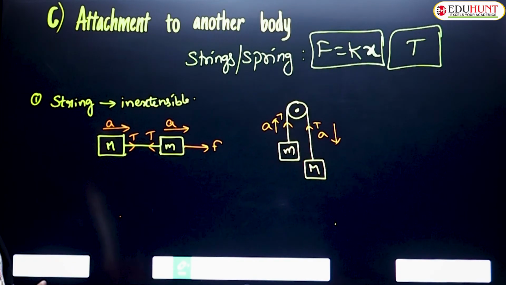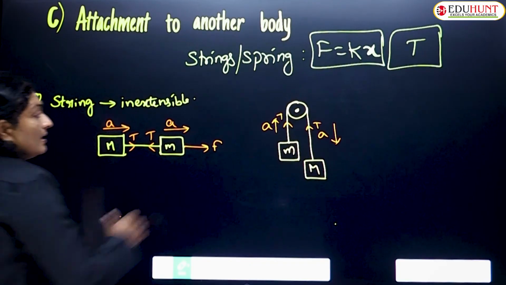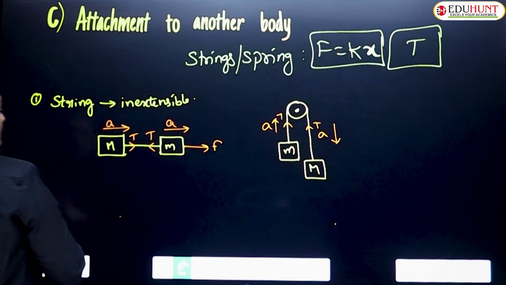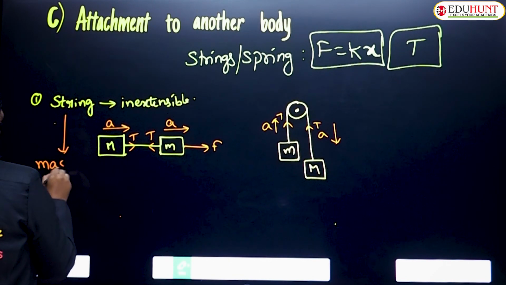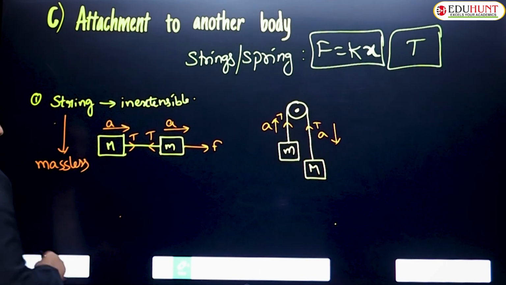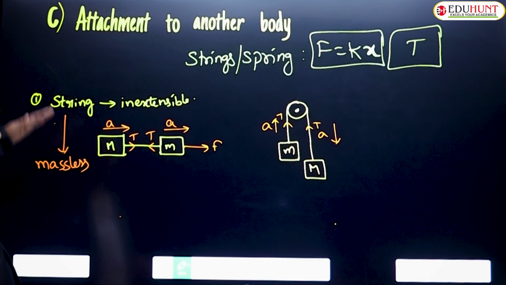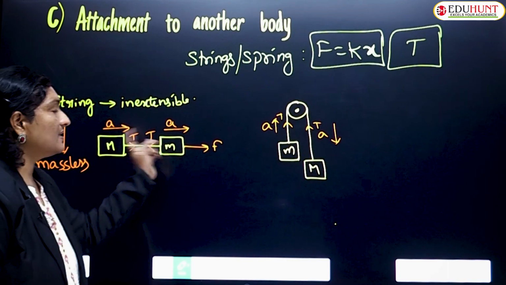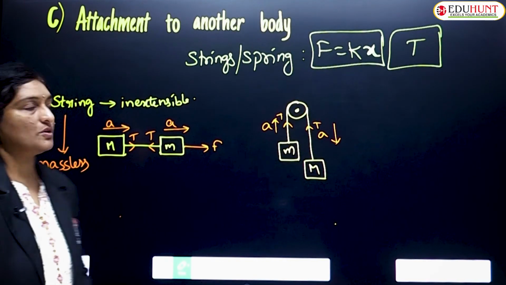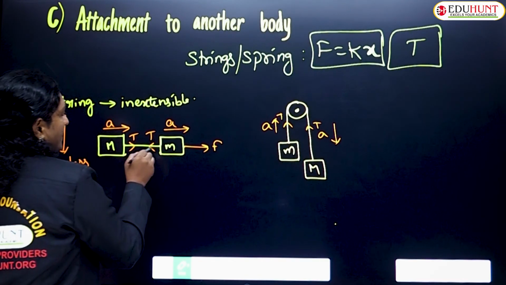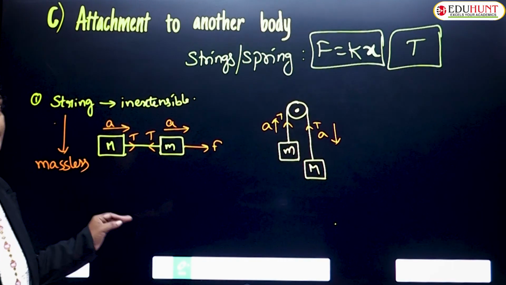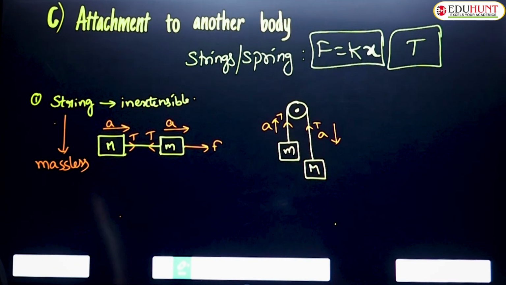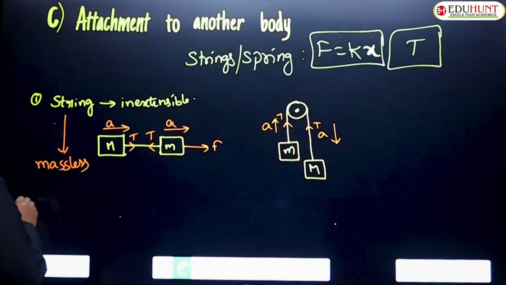And one more thing I would like to add, children. If the string is inextensible as well as massless, no mass, then the tension throughout the string will remain the same. So at each and every point of the string it remains the same. Is that clear? Well, now moving to the second point.